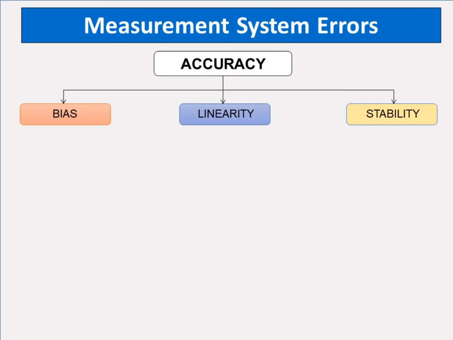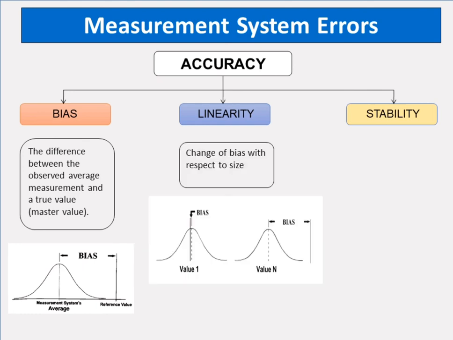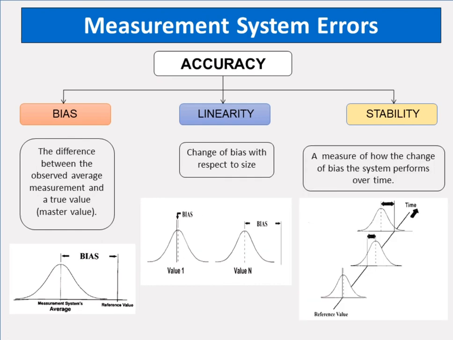Accuracy study consists of bias, linearity and stability. Bias is the difference between the observed average measurement and a true value, master value. Bias indicates how accurate the gauge is when compared to a reference value. Linearity is the change of bias with respect to size or the difference of bias throughout the expected operating range of the equipment. Stability is a measure of how the change of bias of the system performs over time.